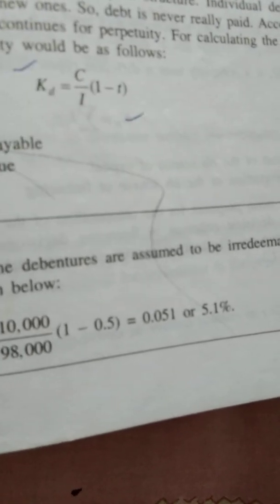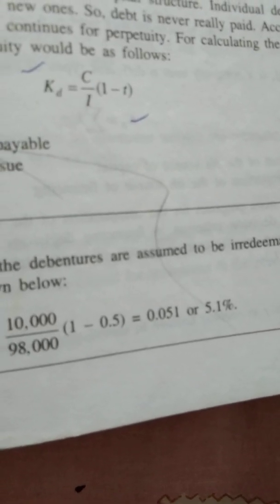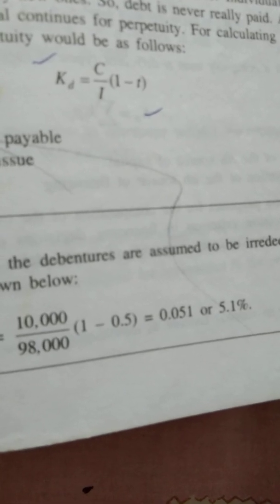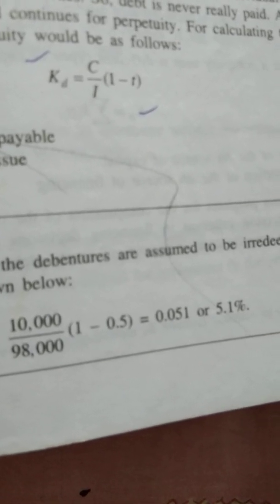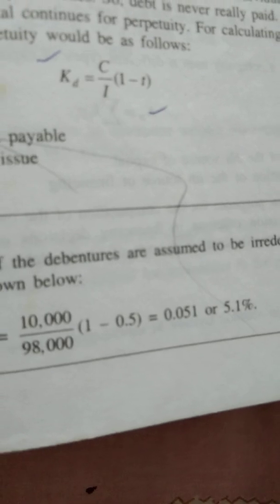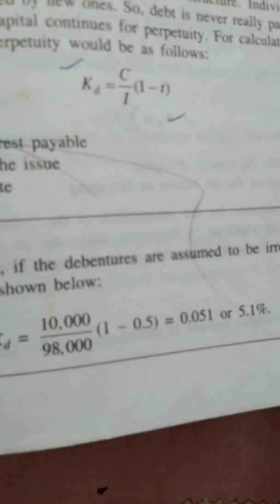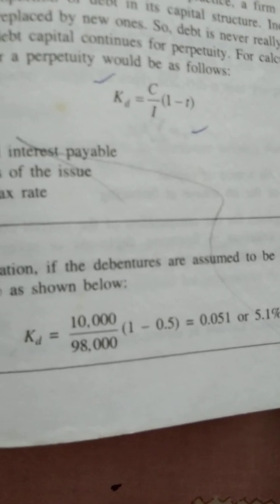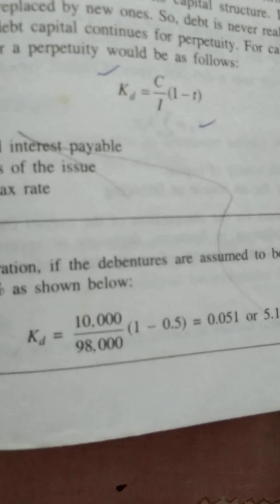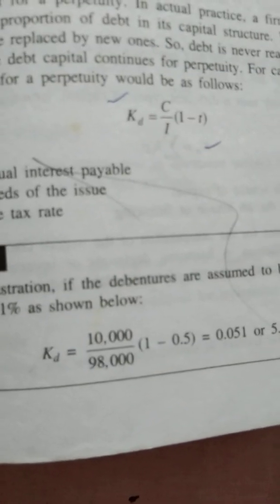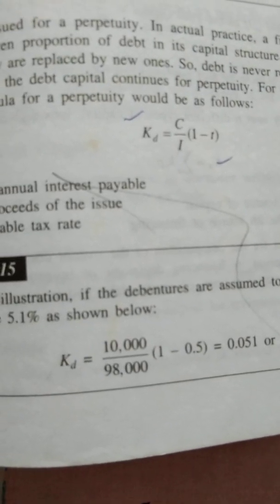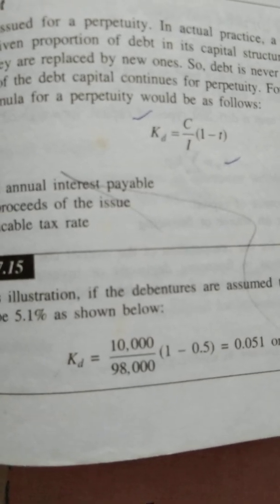It concludes the calculation of the individual costs of equity, debt and preference. In the next class we move on to calculating the overall or average cost of capital. Hope students you have understood.